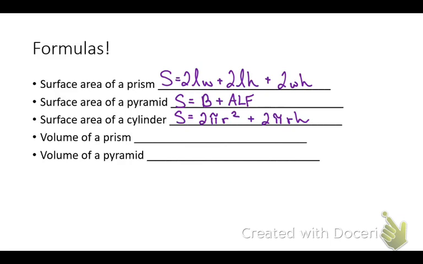All right, volume of a prism. V equals capital B. What does capital B mean? Base. The area of your base times the height. What is the only difference with volume of a pyramid? You take 1/3 of it. 1/3 times the area of my base times my height. Okay. All right. Any questions before we do a couple? Any questions?